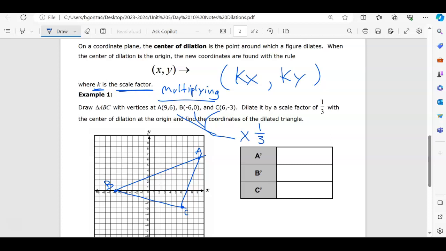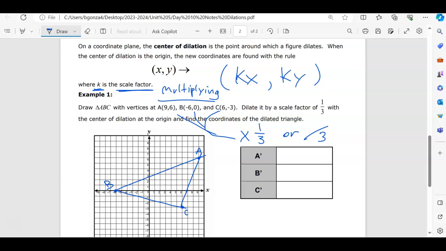Now, you can literally type them in the calculator, times 1 divided by 3. Another way to think about times 1/3 is just dividing by 3. Did y'all know that? Times 1/3 is the same thing as dividing by 3. So I'm going to take every one of these numbers and just divide them by 3 to get my new points.